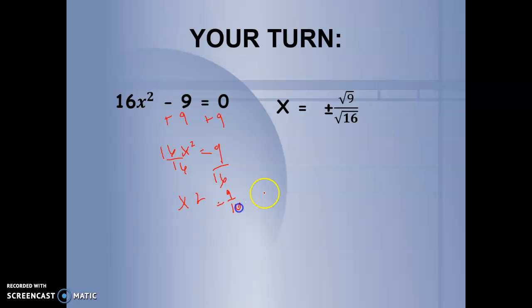When we take the square root of both sides, you can see we get x equals plus or minus the square root of 9 over the square root of 16. These are both perfect squares, so we need to simplify that further. And we do that by getting x equals plus or minus 3, square root of 9 is 3, and square root of 16 is 4, so x equals plus or minus 3 over 4.